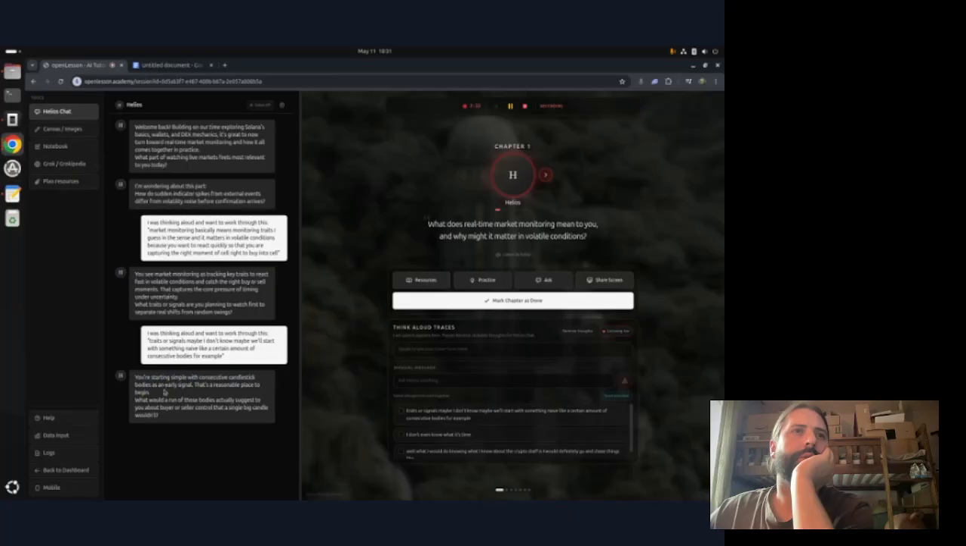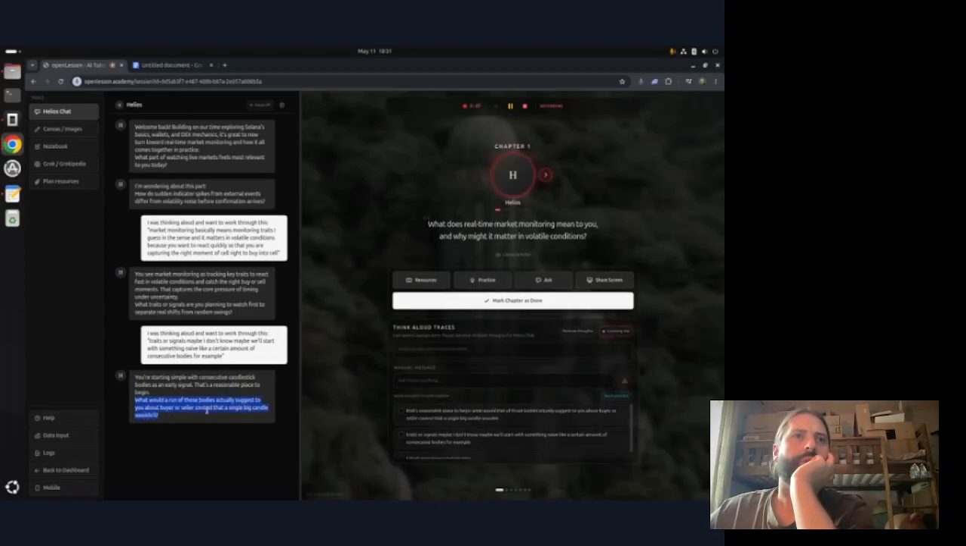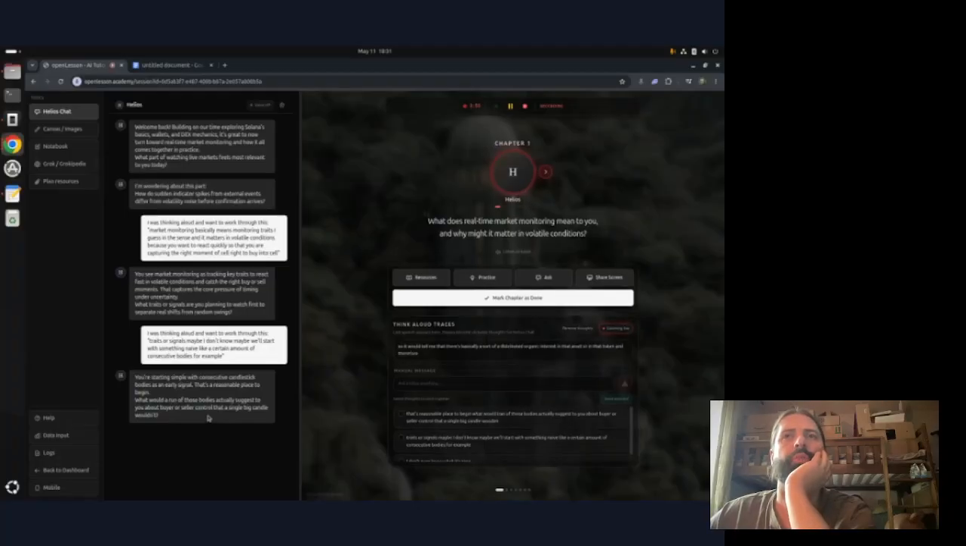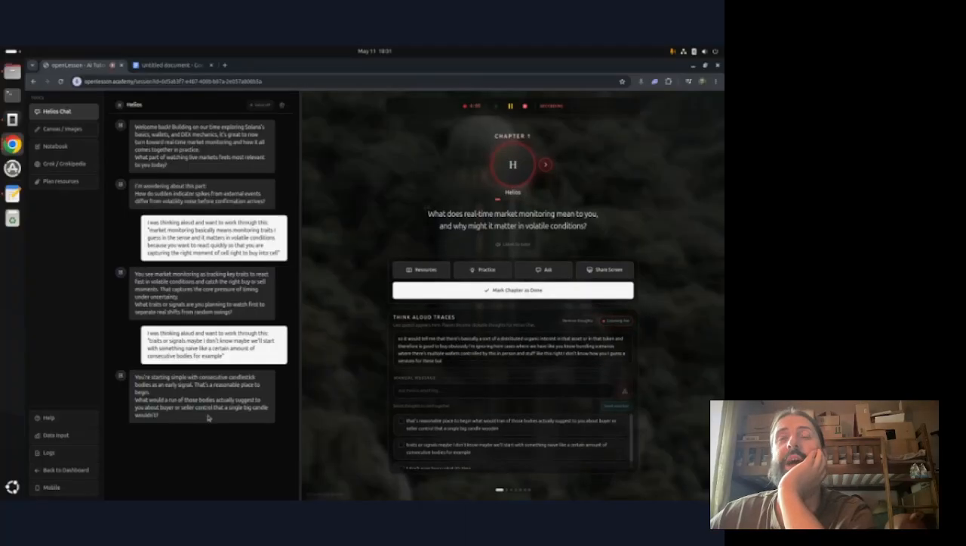Your study of consecutive bodies as an assumption is a reasonable place to begin. What would a run of those bodies actually suggest to you about buyer or seller control that a single big candle wouldn't? So it would tell me that there's basically a distributed, organic interest in that asset or in that token, and therefore it's good to buy. Obviously, I'm ignoring cases where we have bundling scenarios, where there are multiple wallets controlled by the same person and stuff like this, right? I guess there are services for these, but I don't know how fast and reliable they are in conditions where a bot has to act quickly.